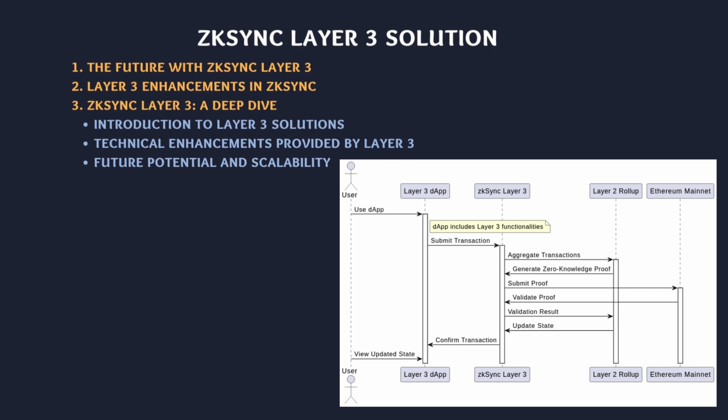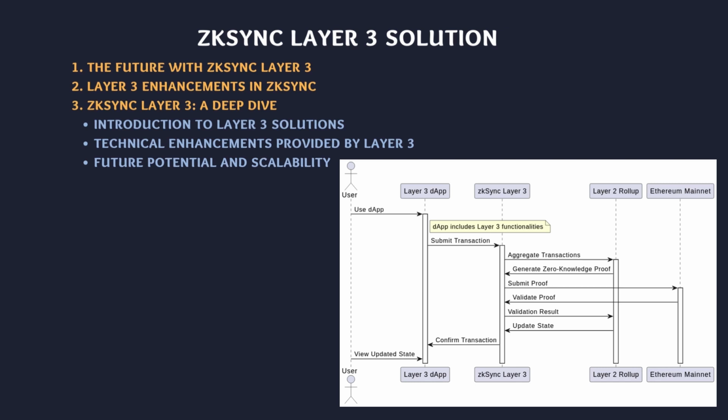Layer 3 can be thought of as an additional abstraction layer on top of Layer 2. This means that while Layer 2 focuses on scaling transactions and reducing costs, Layer 3 focuses on enhancing the capabilities and efficiency of decentralized applications, or dApps, built on these scaled networks. Technical enhancements provided by Layer 3.